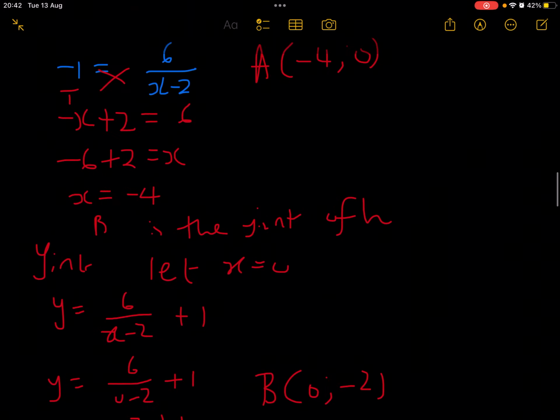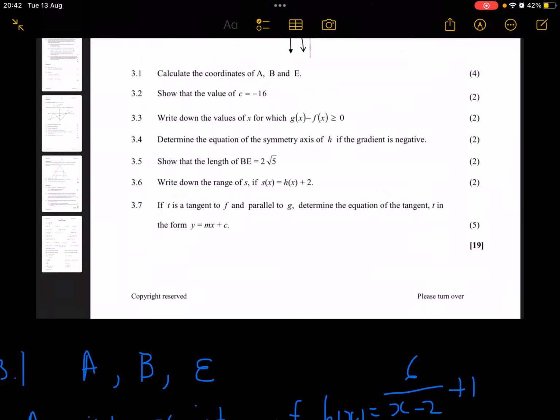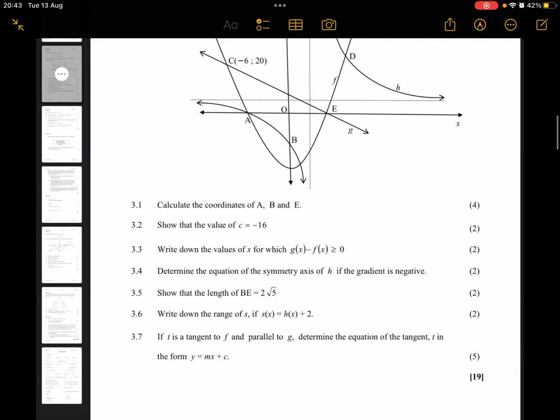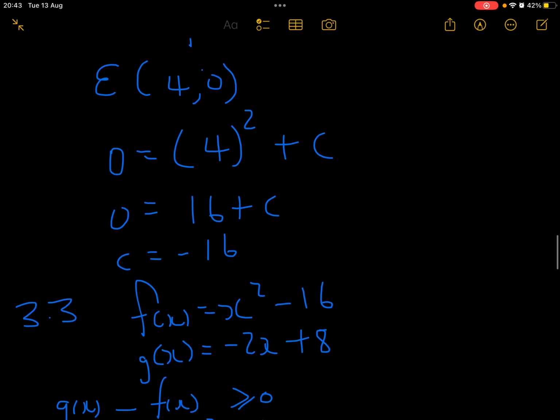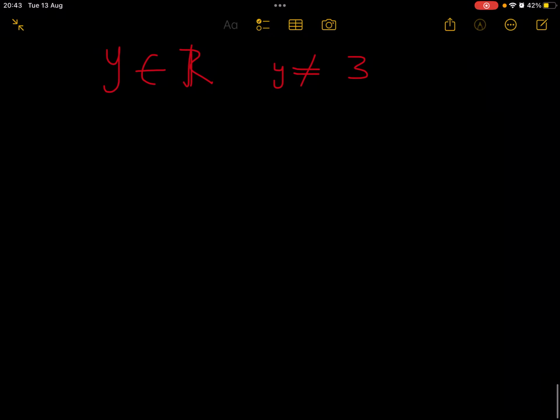The last question is, if t is a tangent to f and parallel to g, determine the equation of the tangent t in the form y is equal to mx plus c. So if you are a grade 12 learner, you already know a few things about having a tangent from calculus.